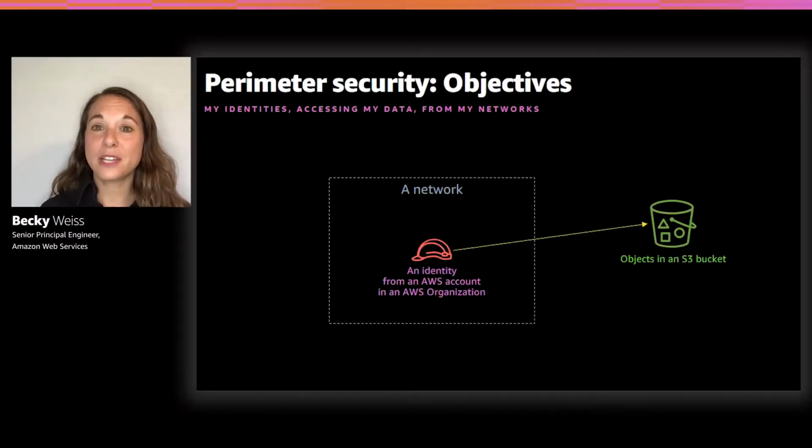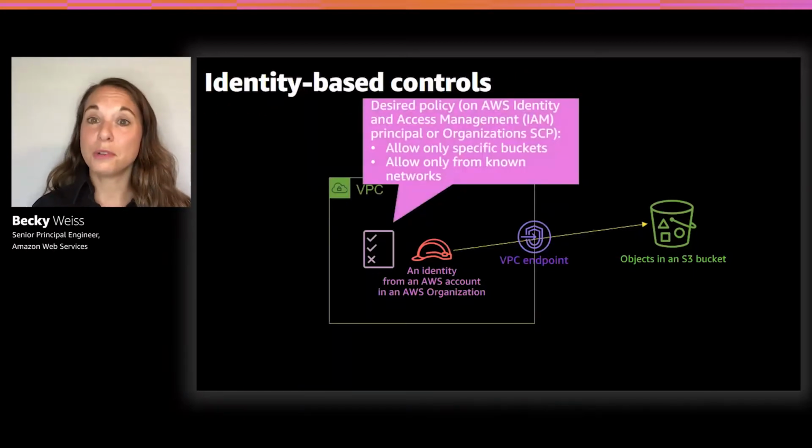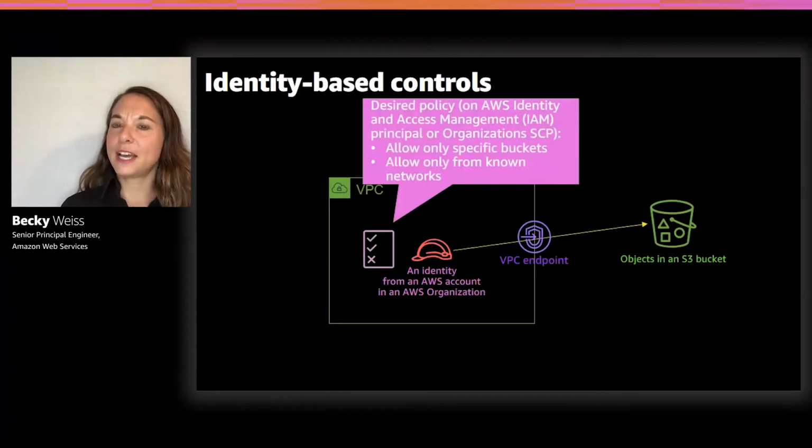I've got some network locations that I expect them to be accessing it from, and that's how I want it to work. Well, AWS provides a bunch of different perimeter or boundary controls in order for you to assert that my identities are accessing my data from my networks. So let's start with my identities.